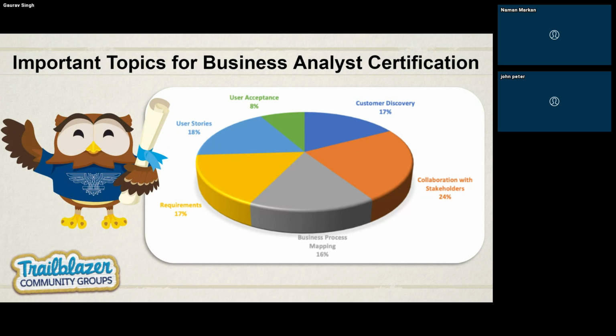Then customer discovery. You discover your customer, you understand their current business process, how their company stands in the current market, how it can be evaluated, improved. You perform that analysis on your end. Then you have collaboration with stakeholders. It's a major part because stakeholders, I mentioned, are the most important persons for you. They brought you the business, so you have to take care of them at every point. It occupies like 24% of the exam, so make sure you explore this section well.